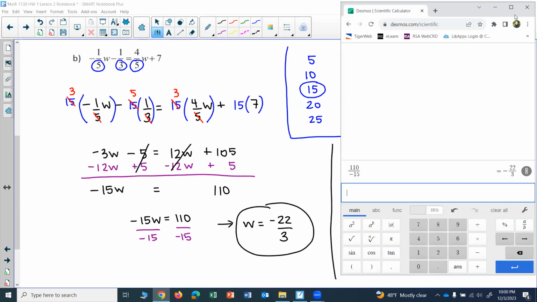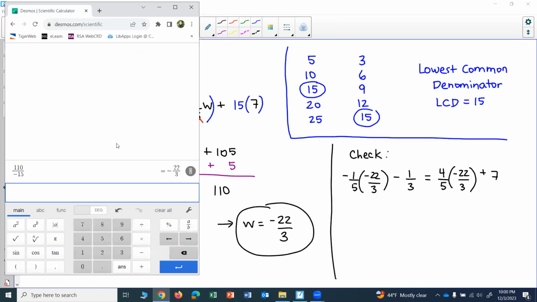All right, now let me drag my calculator over to the left side, and I'll go ahead and put in negative, and then your fraction key is right here, and then you can put in 1/5 times negative 22 over 3 minus 1/3. And I'm going to convert that to a fraction, so 17 over 15.